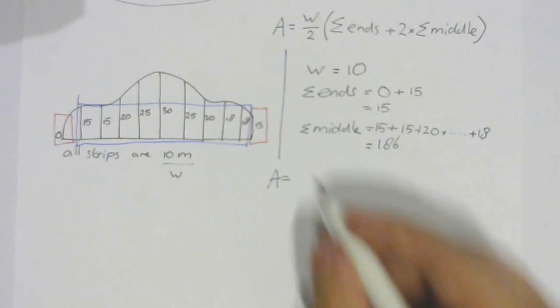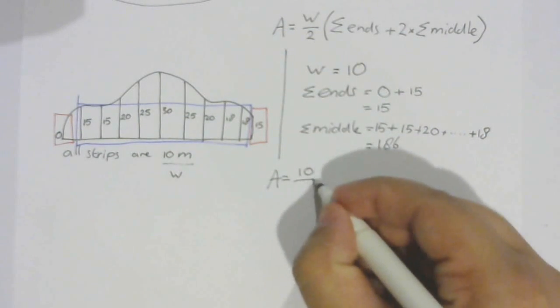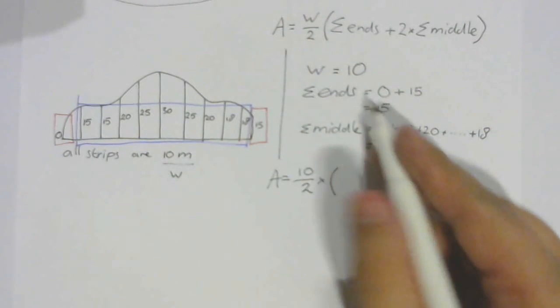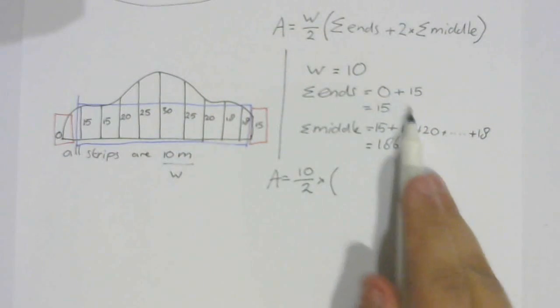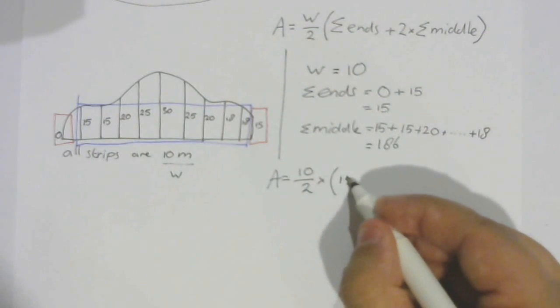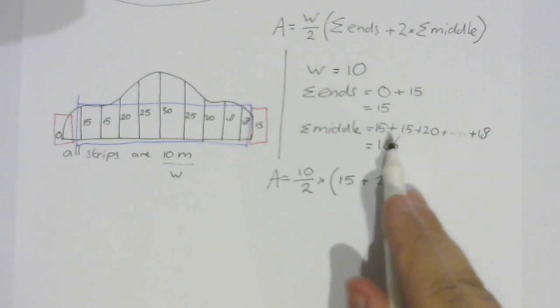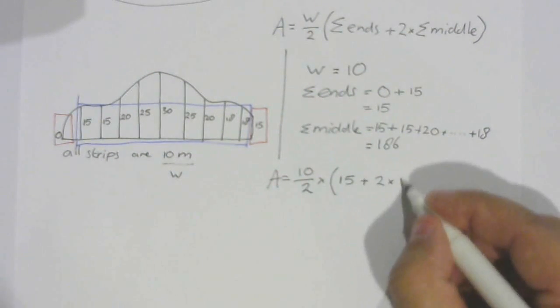Now let's stick all of that into our rule. Area equals the width, which was 10, divided by 2, times, open bracket, sum of the ends, which we found was 15, plus 2 times sum of the middle, which we found was 186.